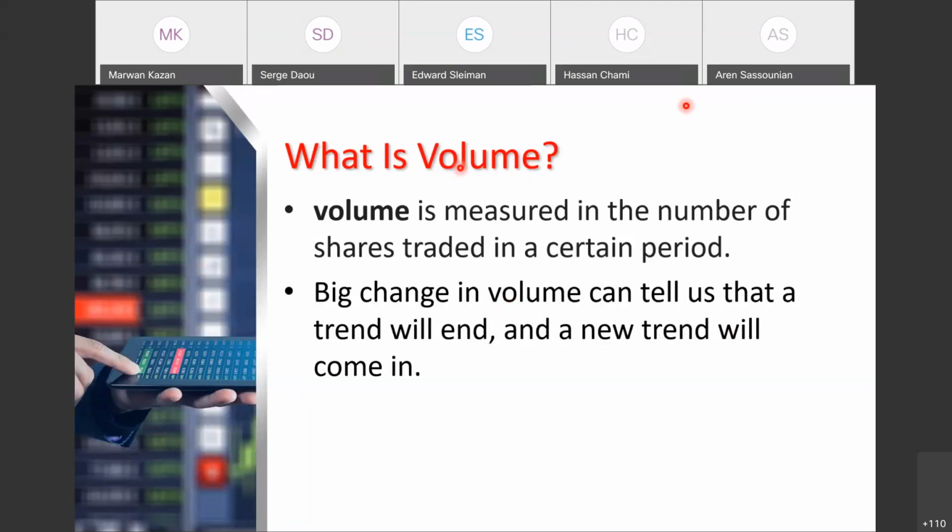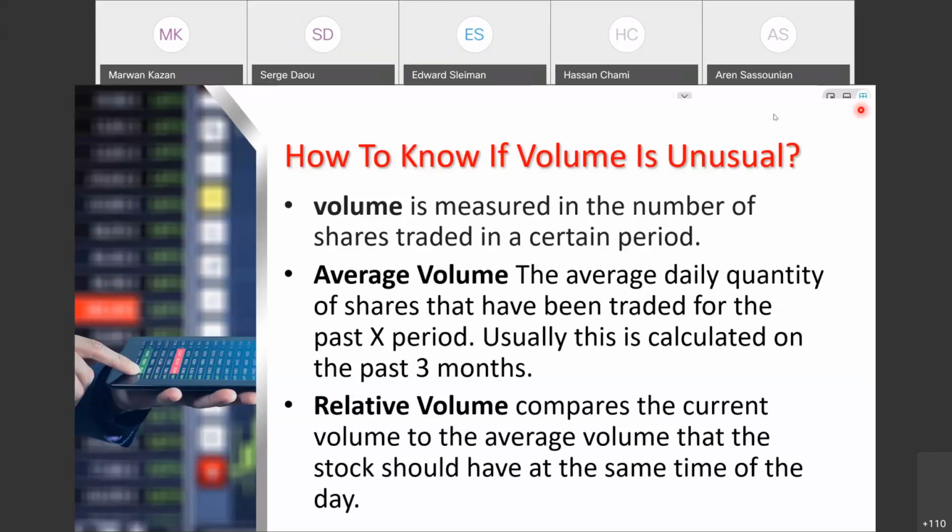Okay, what is volume? Volume, as I said, is basically how many shares are bought and sold in a certain period of time. So if the volume today is, let's say, 1 million for company X, this means that 1 million shares were bought and sold today. A big change in volume can tell us that a trend will end and a new trend will come in, because I told you guys, trends must persist until something happens. So the volume is measured in the number of shares traded in a certain period, usually a day.